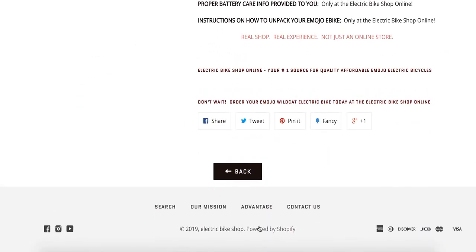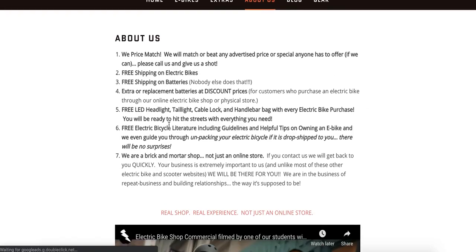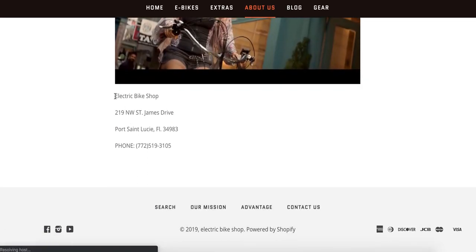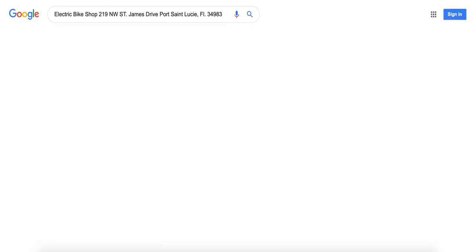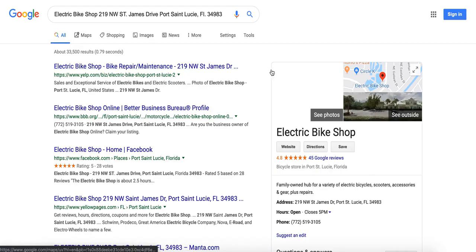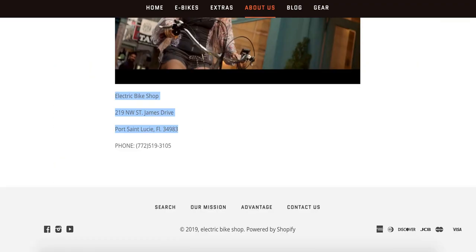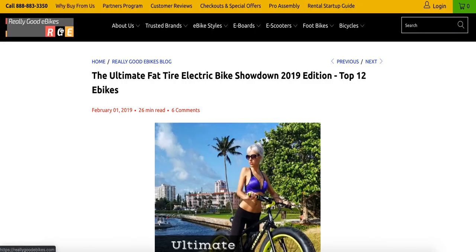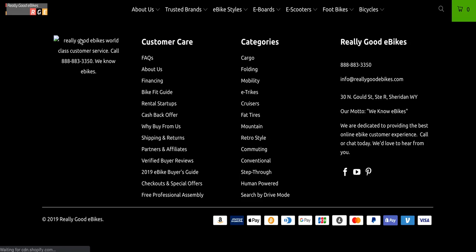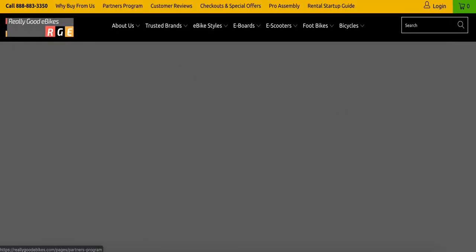Electric bike shop online. Not sure what the deal is here, if they're a bike shop or not. It sounds like one if they're saying they're a bike shop. Go to their About Us page. Let's look that address up and see. Yes, they are a physical address, so we will not look at that site. I believe this is an online only store. Let's see here, and yeah, they're online only. All right, great. So that's another one.